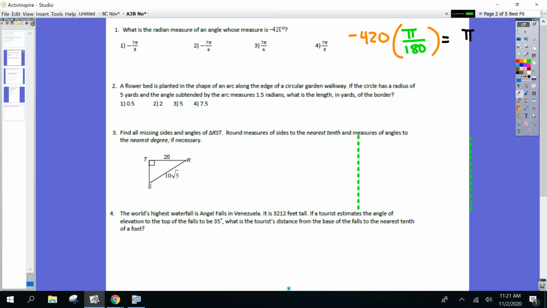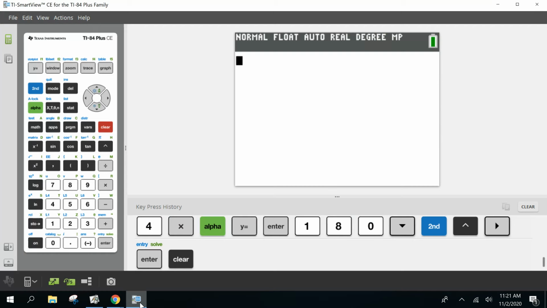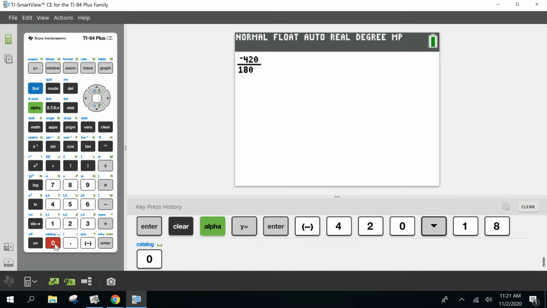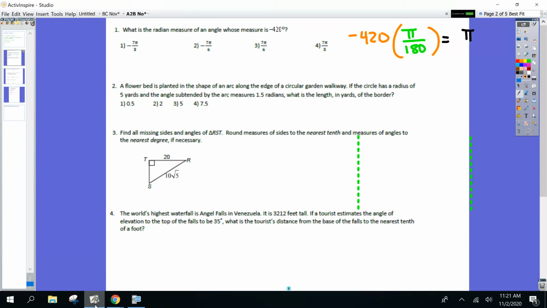The only thing you guys need to do after you keep pi in your answer is reduce. You go to your calculator and you put negative 420 over 180 into a fraction so it can reduce it for you. And there it is, negative 7 over 3. So in radians, negative 7 pi over 3. Don't touch the negative. I'm just asking you to convert it, so the negative stays there. Boom! We're good. Any issues from you guys?